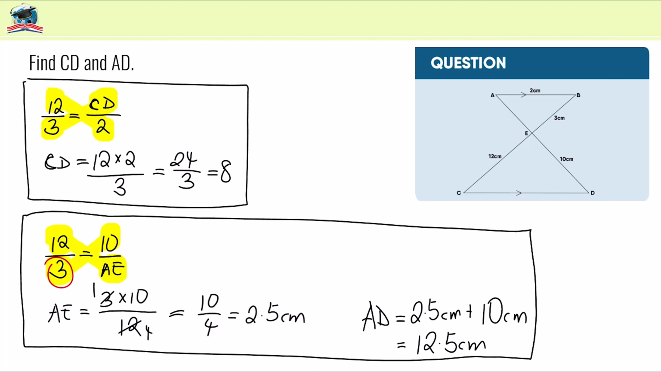Right, this brings us to the end of this question using the second method, which is the cross multiplication method. So our AD is 12.5 and our CD is 8 centimeters. Okay, let's put centimeters out there. Centimeters, CM. Beautiful.